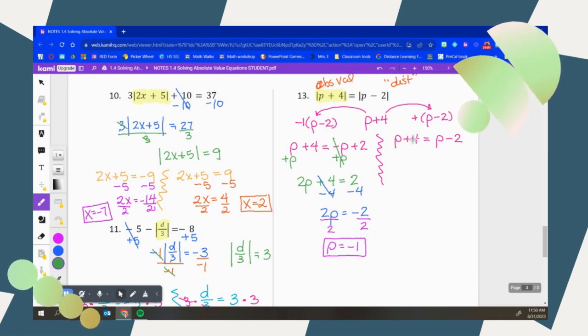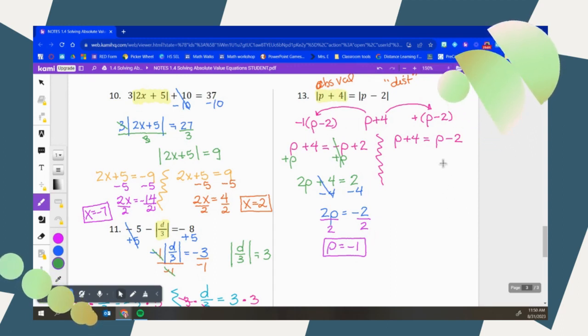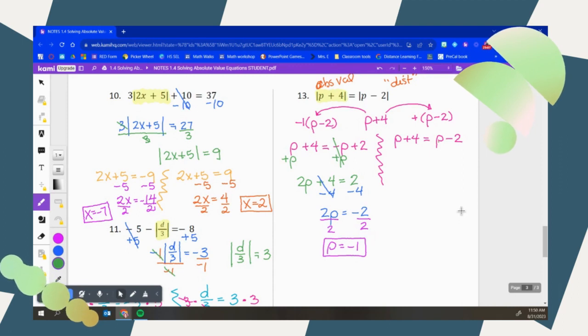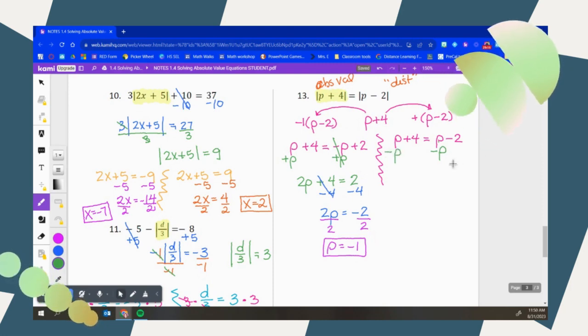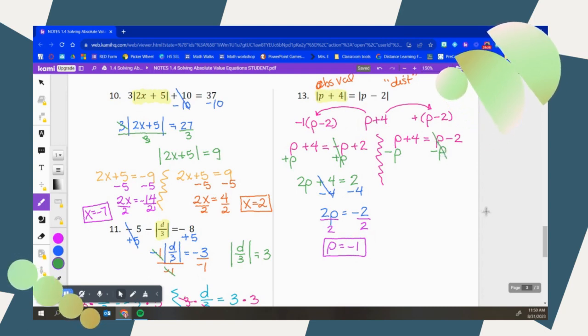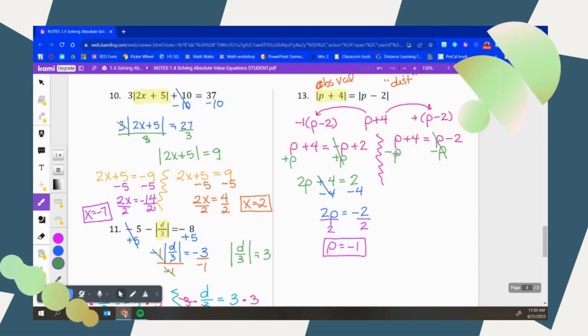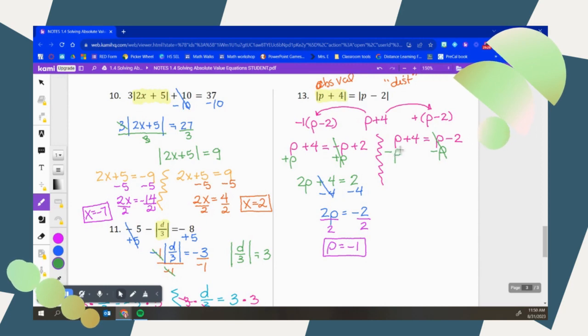So let's try it over here. Same thing, p's to the left, numbers to the right. How do we get this p over here? Minus p, minus p. Now over here, the p minus p cancel out. They're supposed to, right? But what do you notice over here? What's p minus p? They also cancel out at 0.